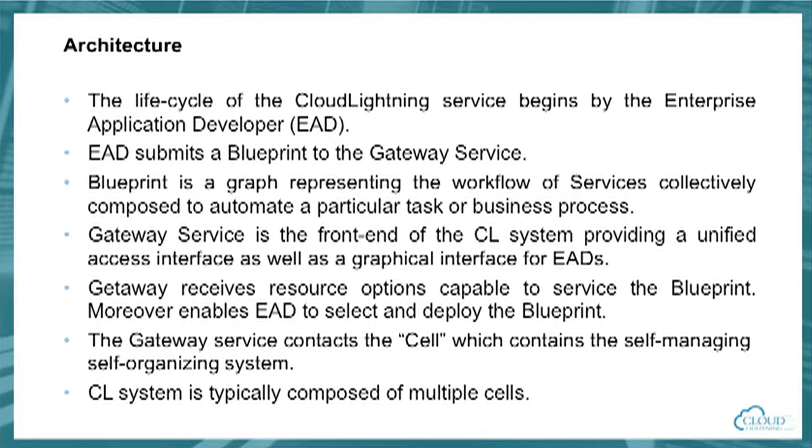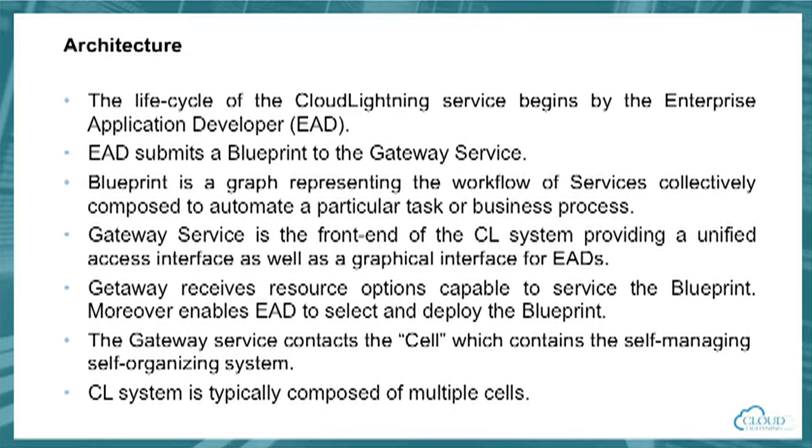Now, some introductory terms about the architecture. The life cycle of the Cloud Lightning service begins with the enterprise application developer. The EAD submits, or actually registers, a blueprint to the gateway service. The blueprint is a graph representing the workflow of a service, in order to automate a particular task or business process. The gateway service is the front end of the Cloud Lightning system, providing a unified access interface for both users and EADs.